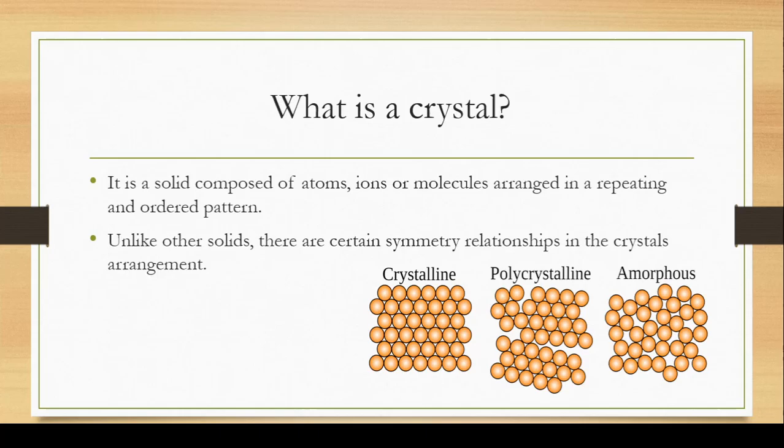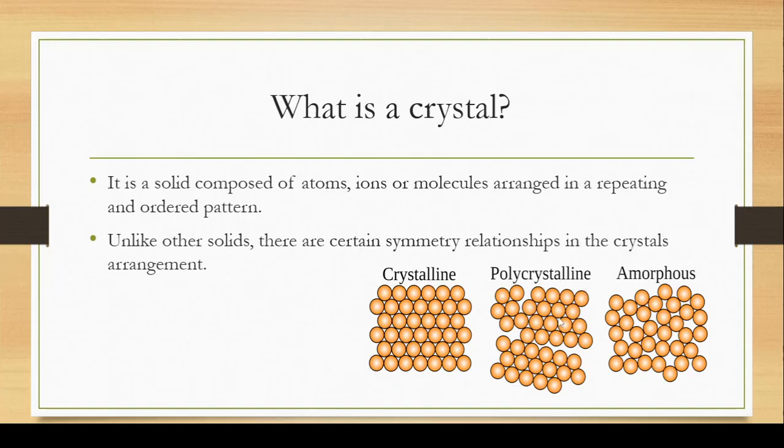So now let's begin with a definition of a crystal. A crystal is a solid composed of atoms, ions, or molecules that are arranged in a repeating and ordered pattern. So it's periodic in nature. As you can see in this figure here, this is what a single crystal looks like. It's regular and repeating, and it's in the exact same direction here. A polycrystalline is also regular, but see how they're oriented differently.